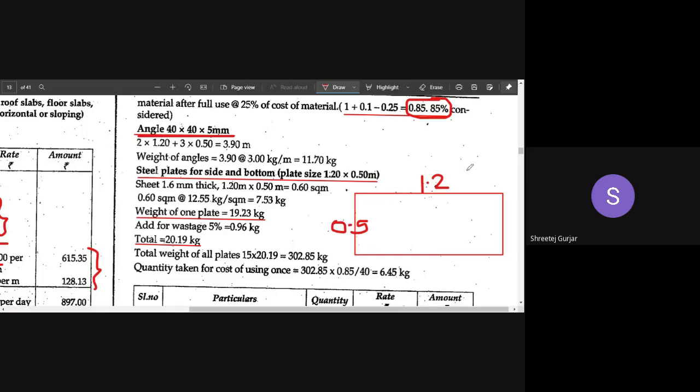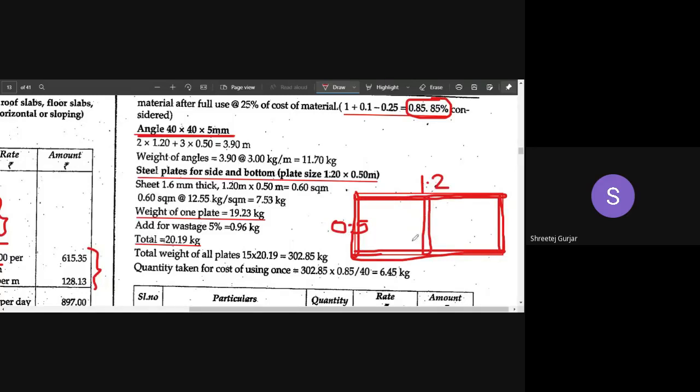We will look into that now. How many angles? We require one angle over here for support. One angle over here. One angle over here. And here we require one more angle at this corner. At this edge we require one more. And since this is more than 1 meter, we require one more angle at the center.